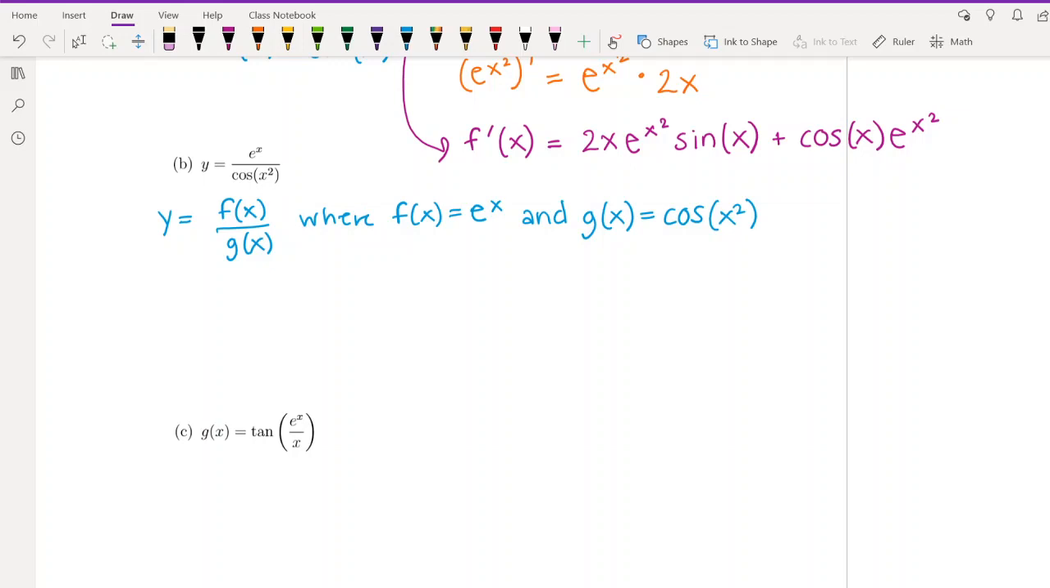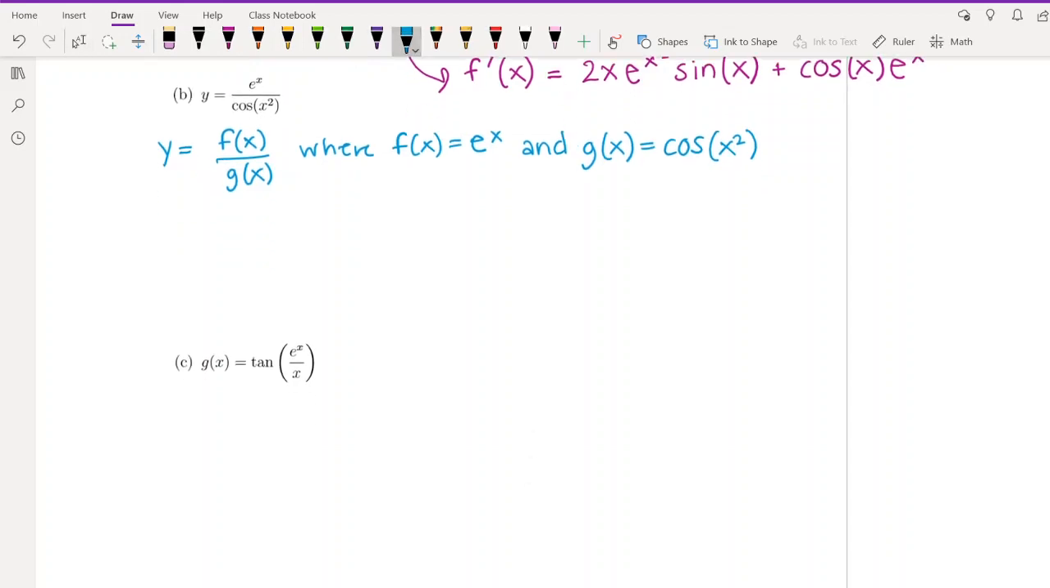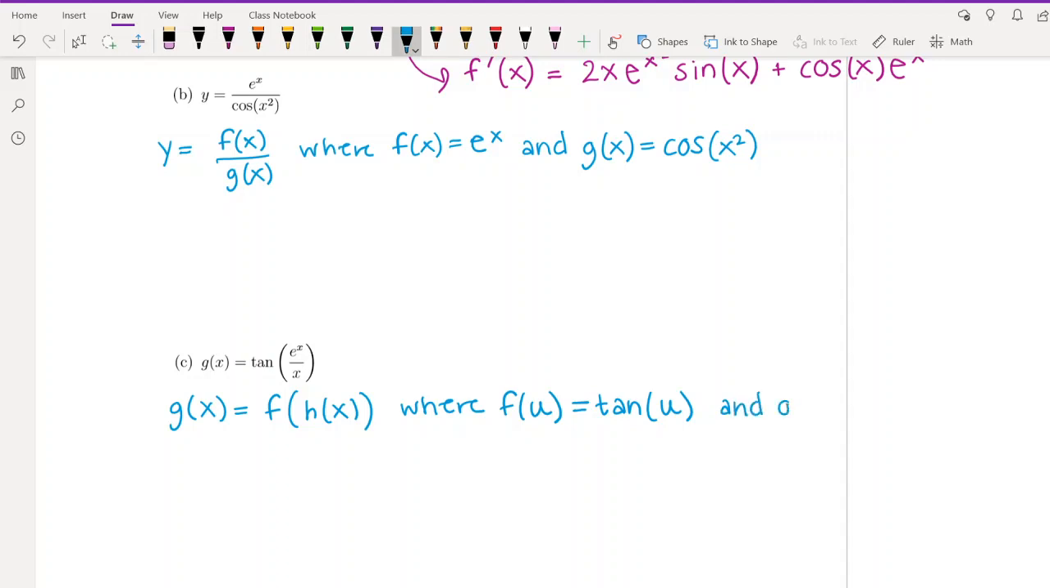And so we're going to write this as a composition. So this function can be written as, let's call them f and h, I guess. So this can be written as f of h of x, where the outer function is tangent, and the inner function, actually I'll write it here, is e to the x over x.